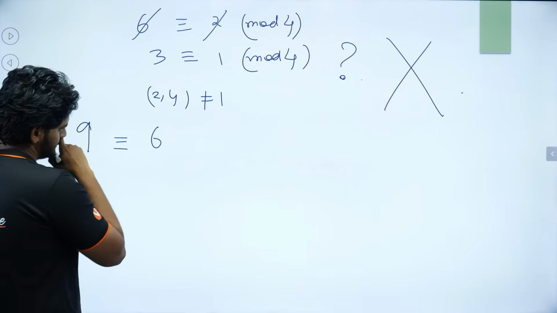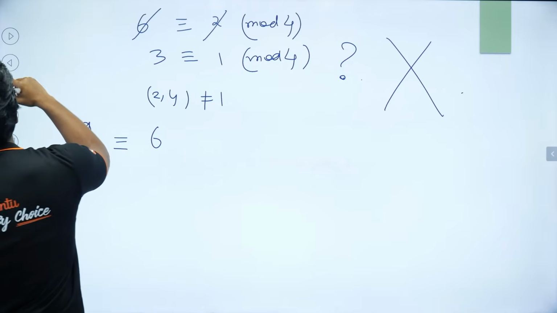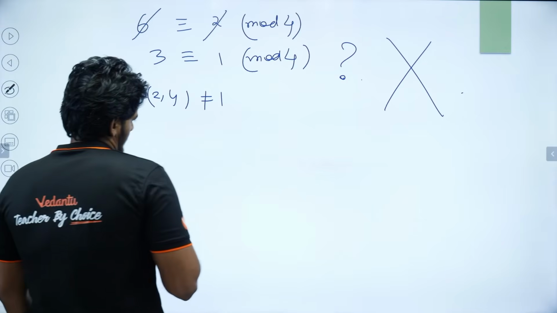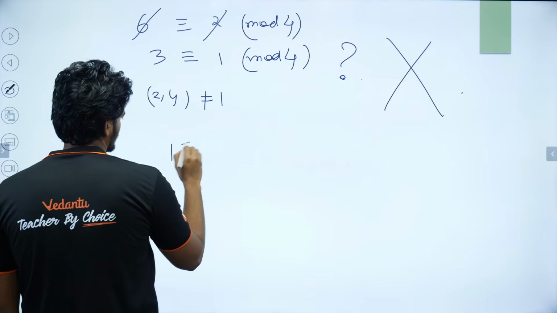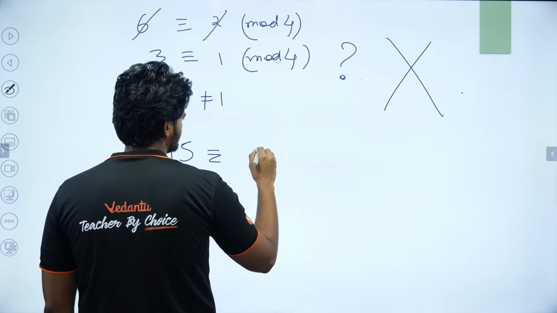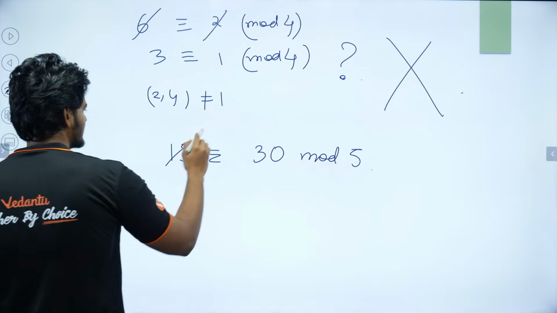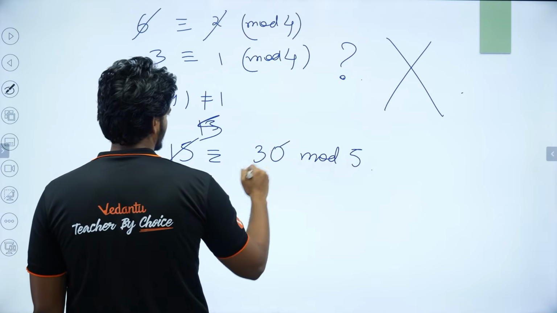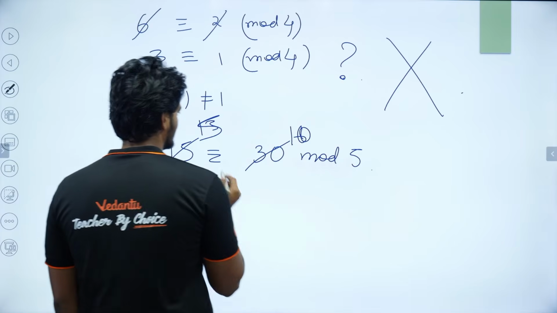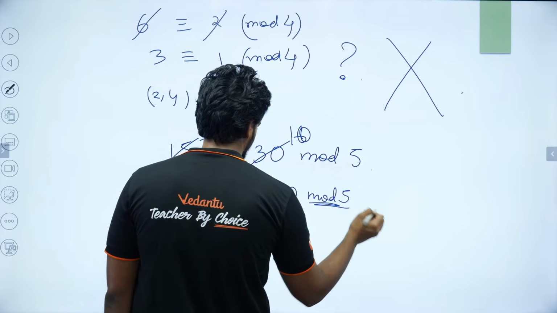But if I have something like 15 is congruent to 30 mod 5, now even if I cancel 3 to say 5 and 10, even then this would remain the same.